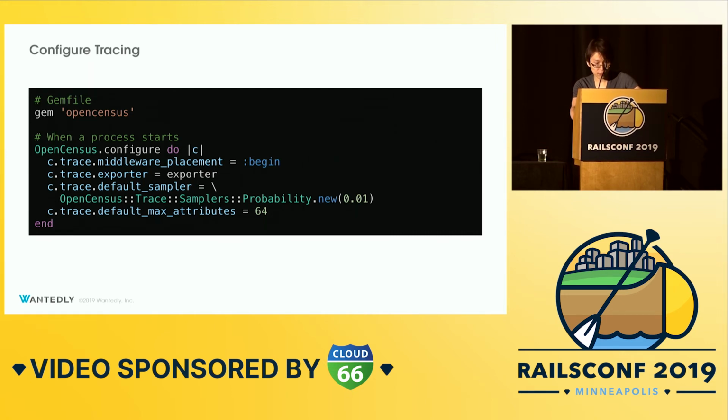And the sampler determines whether a given trace should be reported or not. For example, you can always report all the traces in a staging or development environment, while you can sample with a given probability, as in this example. In this example, 1% of the traces will be reported in a high traffic production environment.